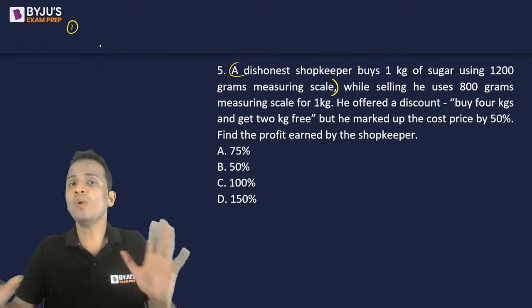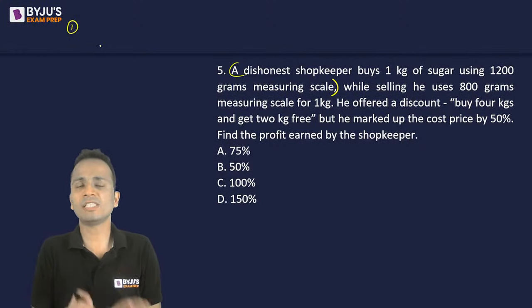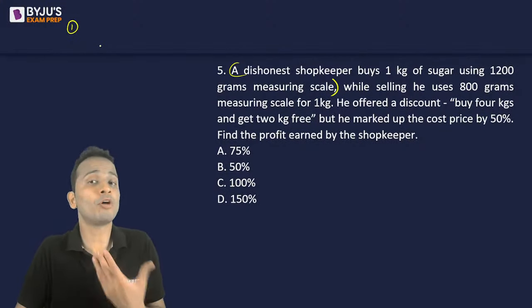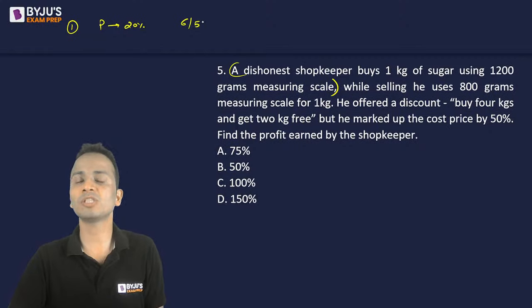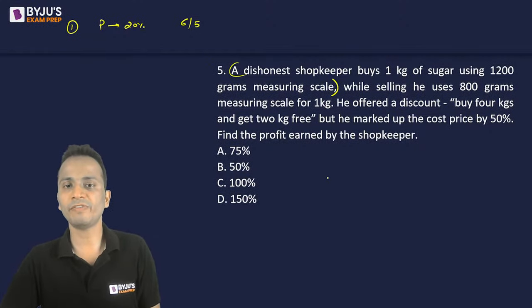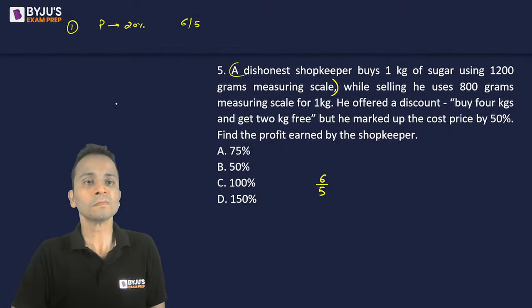So if I don't do anything else and just sell this quantity, I'll have a profit of 20%. So from here, net profit कितना हो जाएगा, 20%. So I can say that the selling price will be 6 upon 5 times the cost price. So first effect is 6 upon 5. Just keep writing all these effects separately.